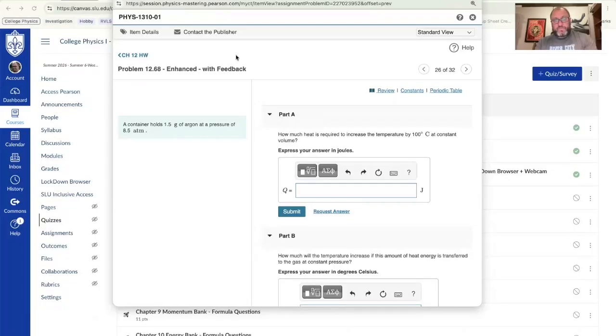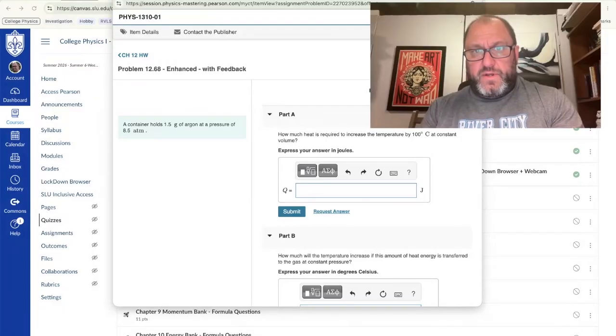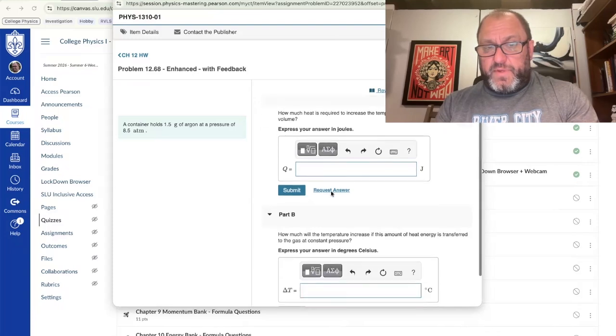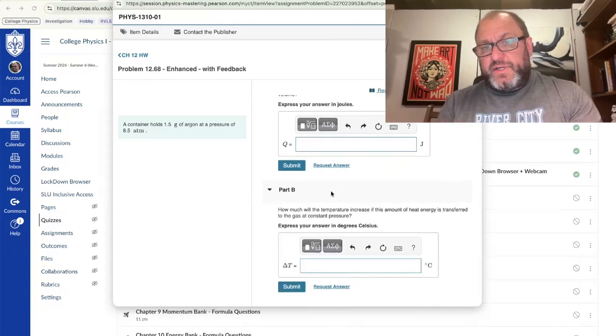Okay, so the problem says a container holds 1.5 grams of argon at a pressure of 8.5 atmospheres. How much heat is required to increase the temperature by 100 degrees Celsius at constant volume? Then the second part, part B: how much will the temperature increase if this amount of heat energy is transferred to the gas at a constant pressure?